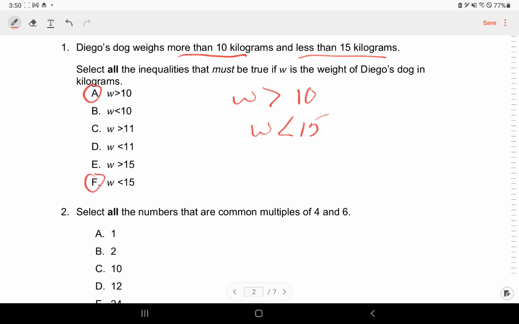Now, while 11 is more than 10, the dog could weigh 10.5, 10.1, etc. And so it can't be those. So it's only A and F.